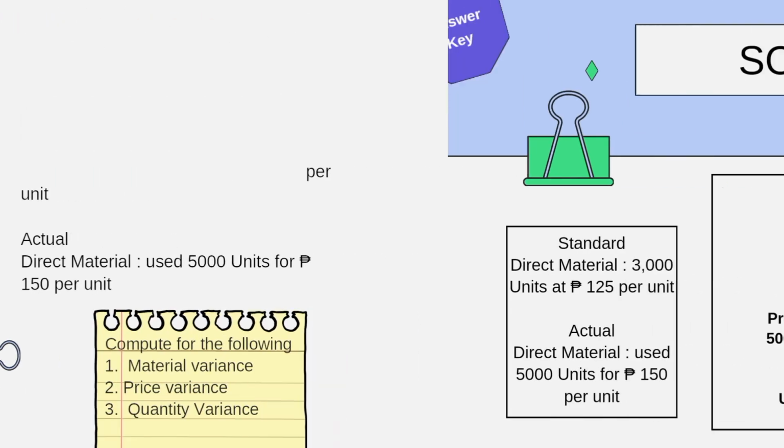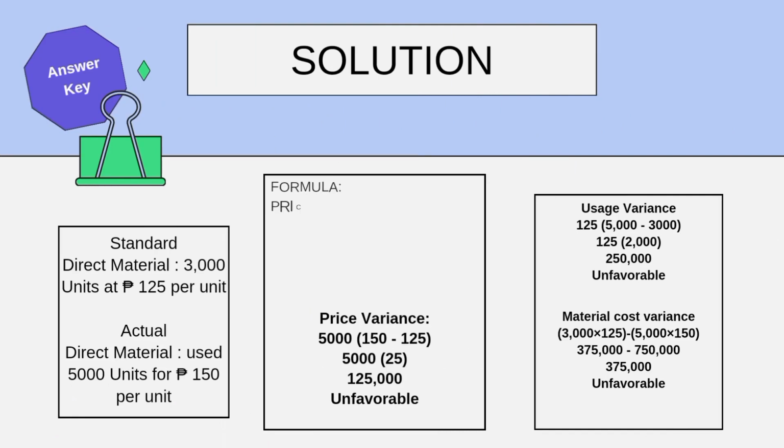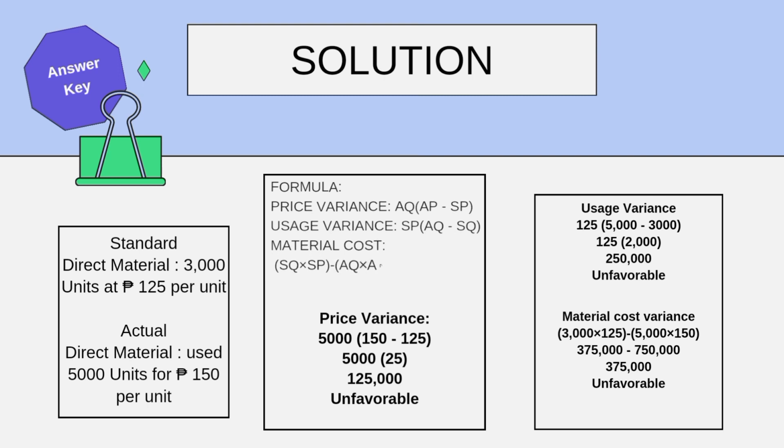Now, let's try to solve it. First, let's identify the given information that we will need to solve the problem. Second, identify as well the formula. And for the third step, we can try now to compute for it. And now for price variance. So 5,000 is for actual quantity. The actual price is 150 and the standard price is 125. First, know the difference. 150 minus 125 is equal to 25.